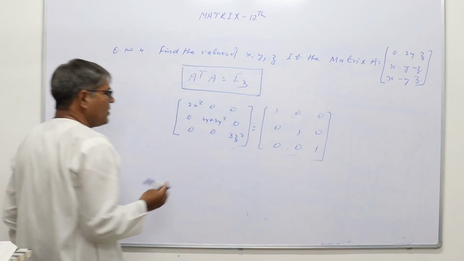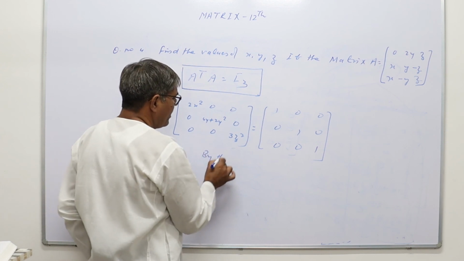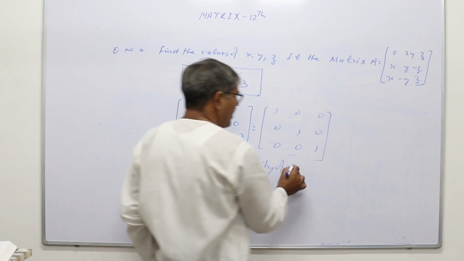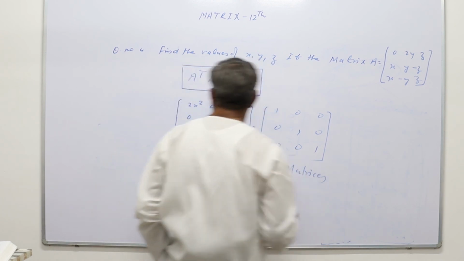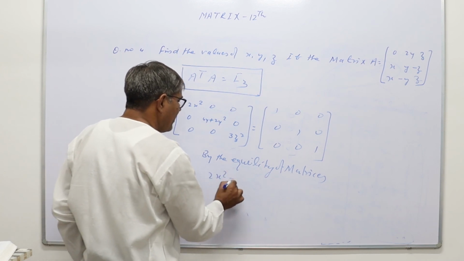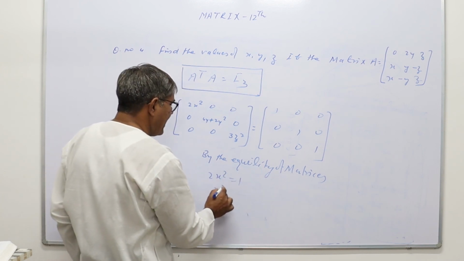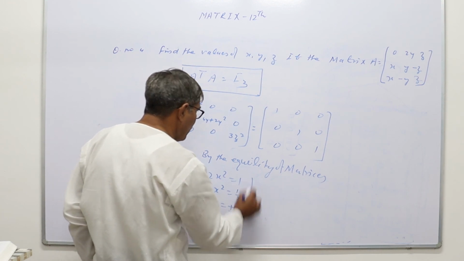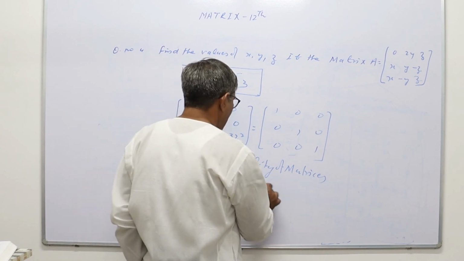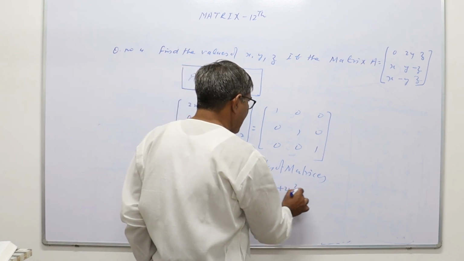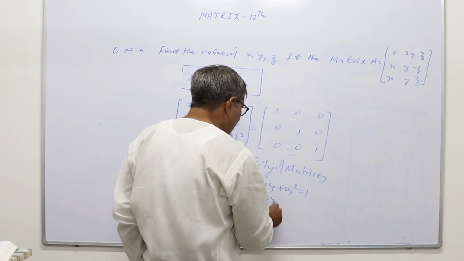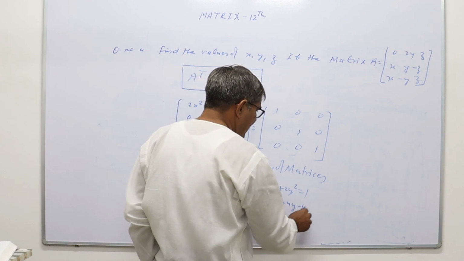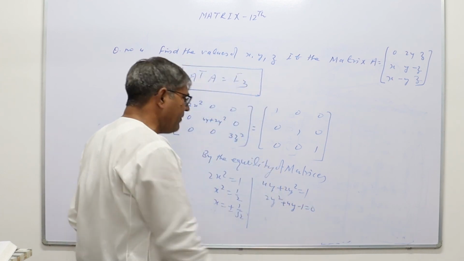So on comparing both sides by the equality of matrices, 2x square equals 1, so x square will be equal to 1 by 2, so x will be equal to plus minus 1 by root 2. Similarly, 4y plus 2y square is equal to 1, so 2y square plus 4y minus 1 is equal to 0. This is a quadratic equation.